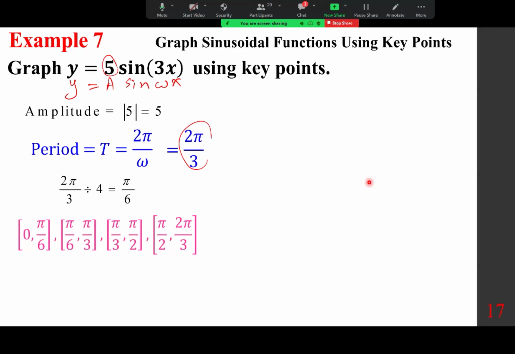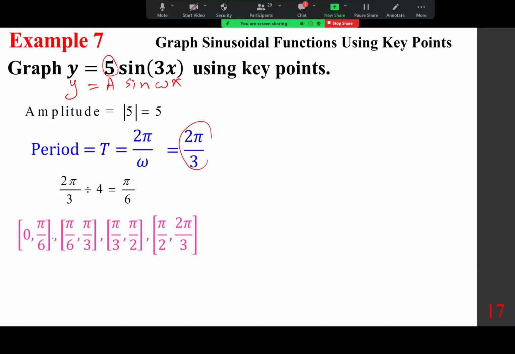Along the x-axis, you put 0, pi over 6, pi over 3, pi over 2, 2 pi over 3. You have to put those. Now let's plug in. Let's start with 0. 0 is easy. Sine of 0 is 0, so that gives you 5 times 0 is 0. But what happens if you put pi over 6? So let me just quickly show you a couple of them.